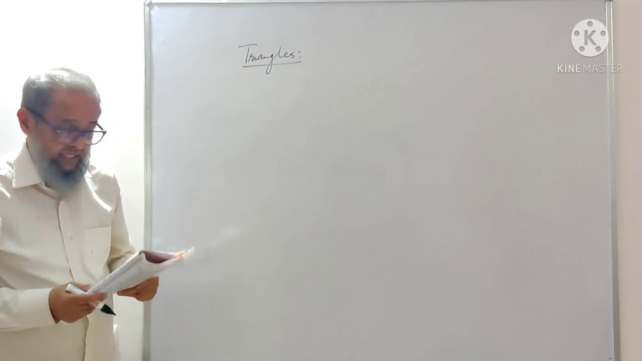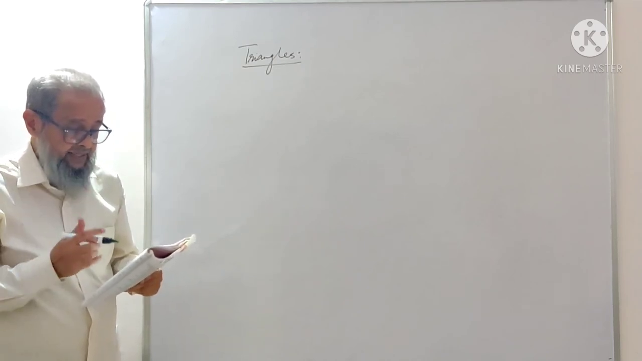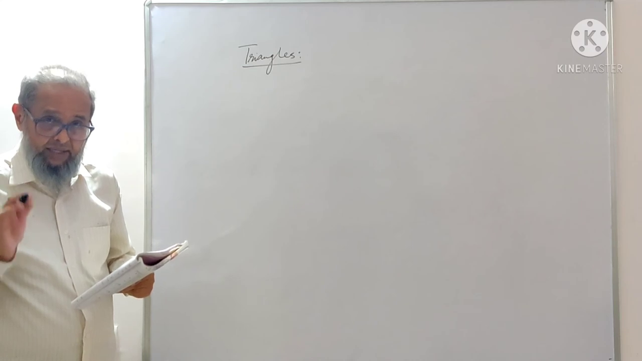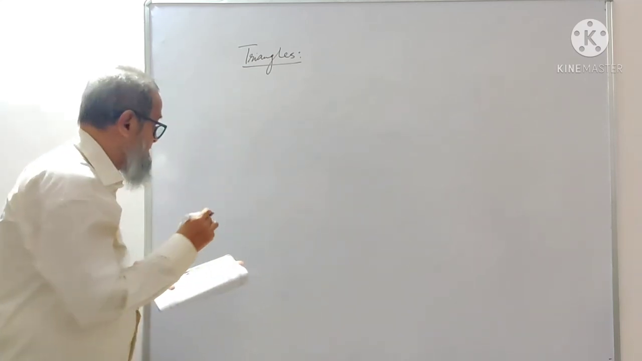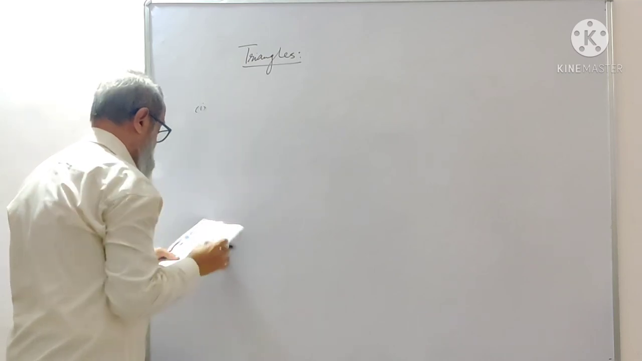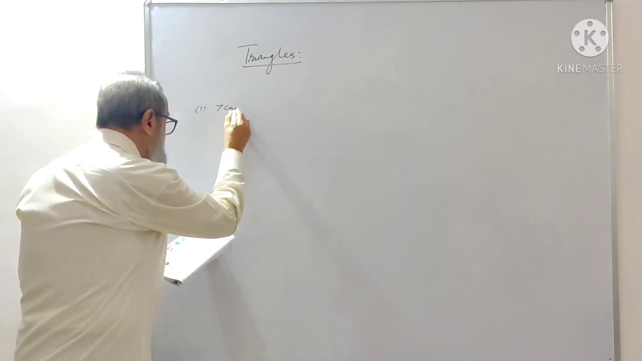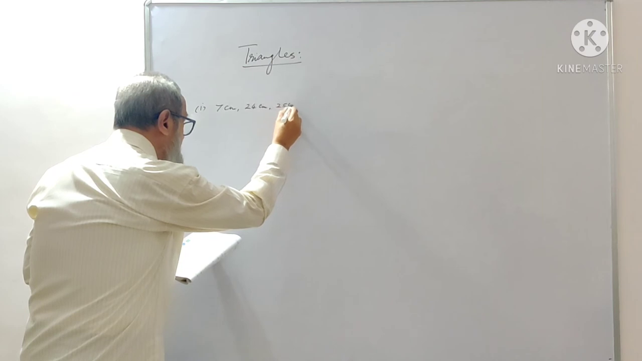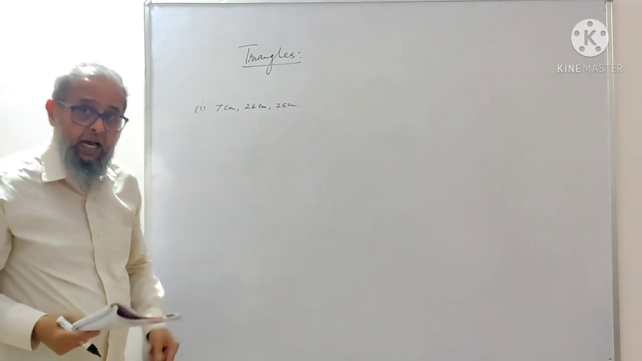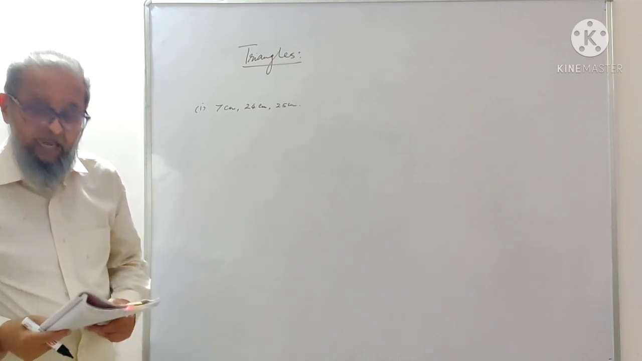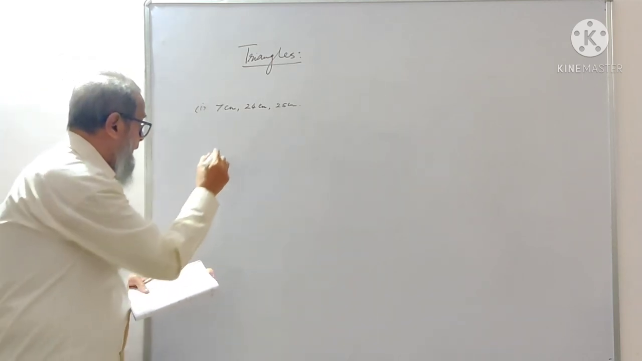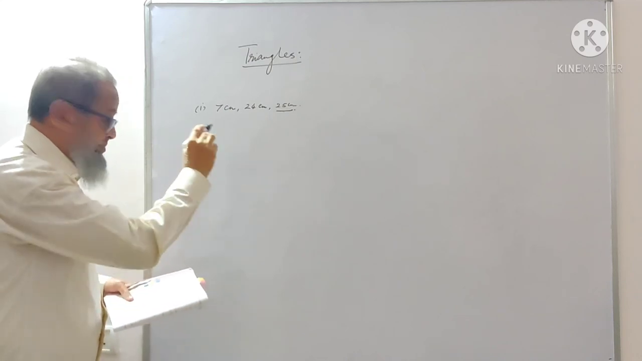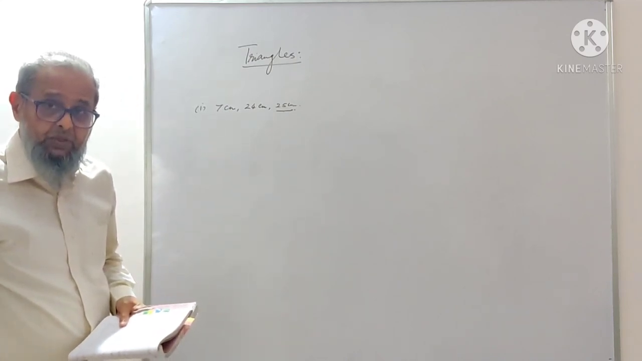Next problem is like this. You see, he has given here three sides of a triangle and he says, you tell whether it is a right angle triangle or not. Right? He has given three sides. Now first case is, the sides are 7 cm, 24 cm and 25 cm. Now we have to tell whether it is a right angle triangle or not. Now here you see, if this is a right angle triangle, this is the biggest side, the longest side, so that must be the hypotenuse, right?